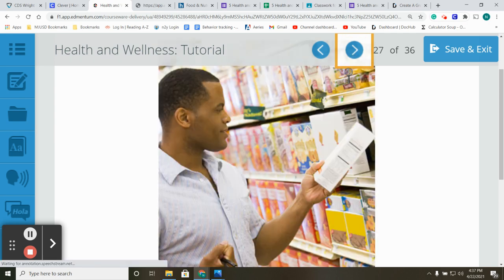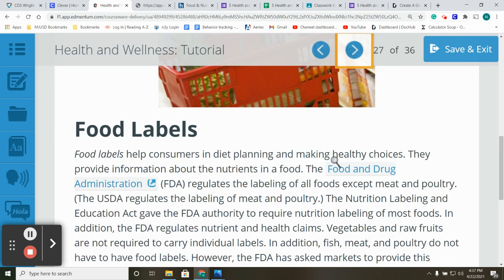Food labels. Food labels help consumers in diet planning and making healthy choices. They provide information about nutrients in a food. The FDA, Food and Drug Administration, regulates the labeling of all foods except meat and poultry. The USDA regulates the labeling of meat and poultry. So the FDA does food and drug. The USDA regulates the labeling of meat and poultry.